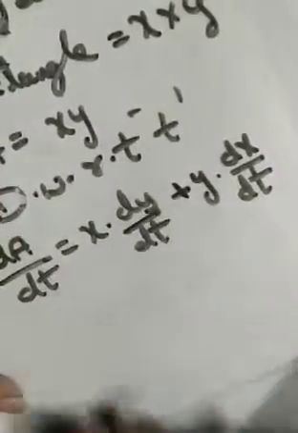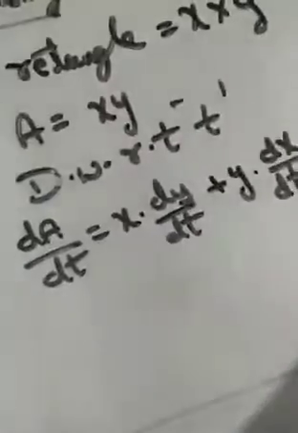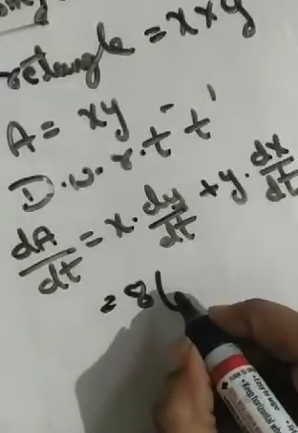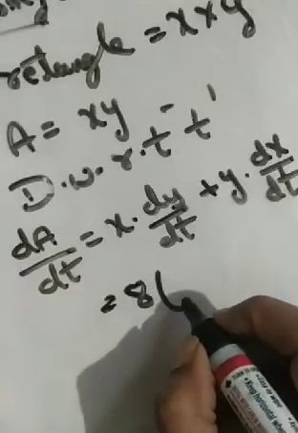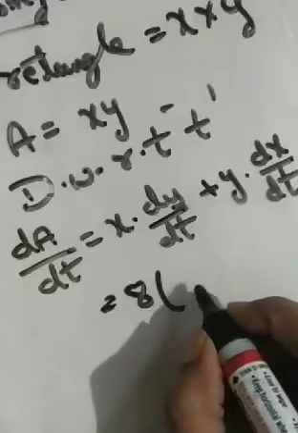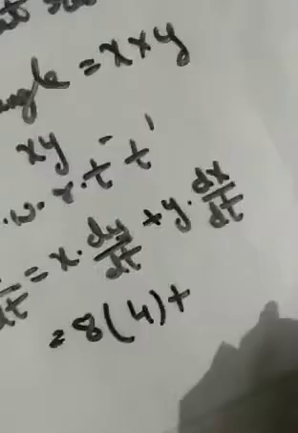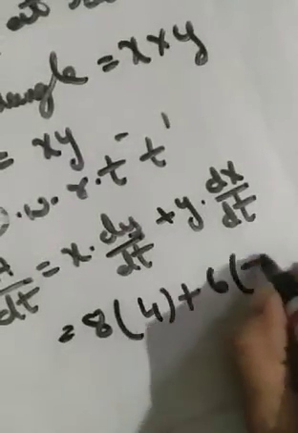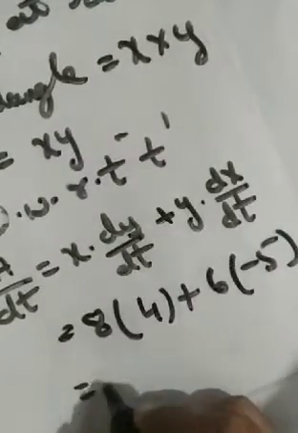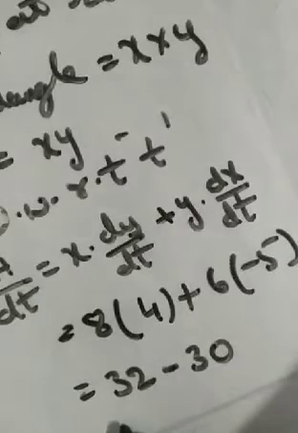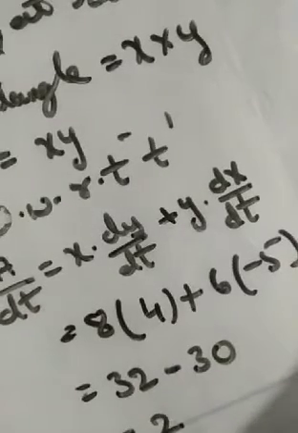Sorry. Here the given x is 8, isn't it? I'm sorry. X is 8 and dy by dt is 4, plus y is 6. dx by dt is minus 5, which is equal to 32 minus 6 5s are 30, which is equal to 2.